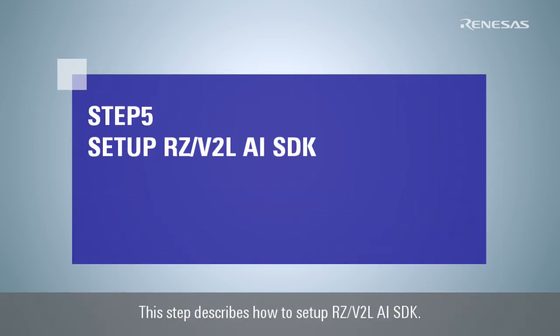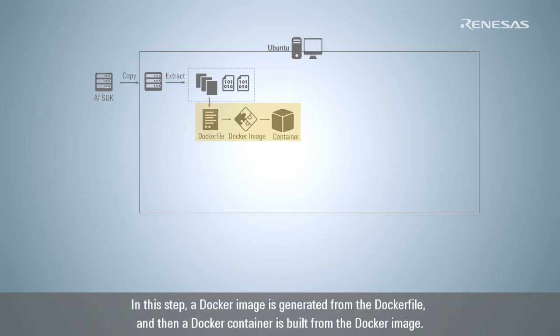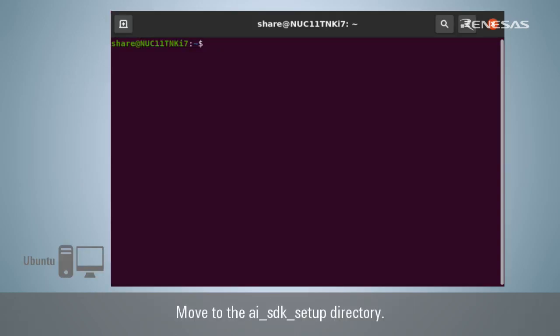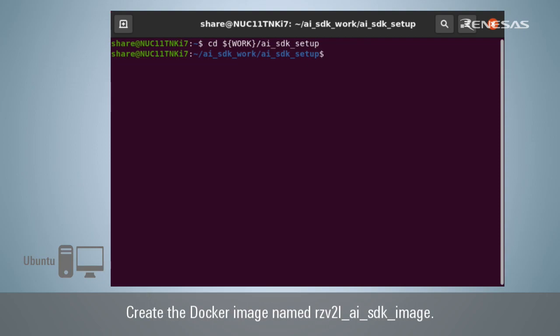This step describes how to set up RZ-V2L AI SDK. In this step, a Docker image is generated from the Docker file, and then a Docker container is built from the Docker image. Move to the AI SDK setup directory. Create the Docker image named RZ-V2L AI SDK image.